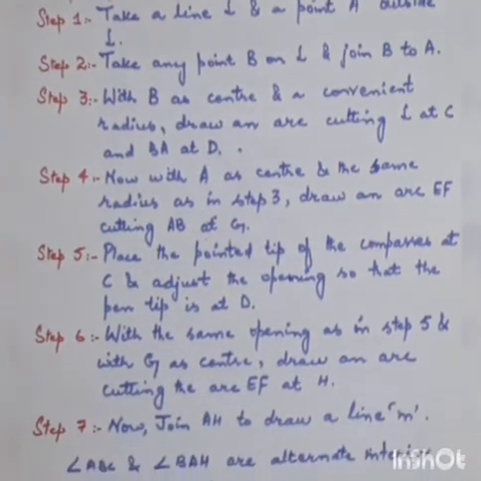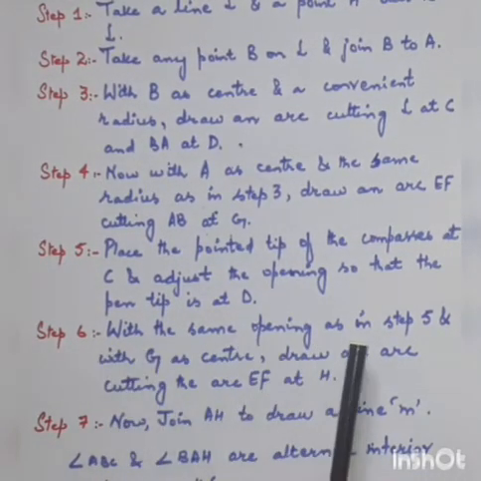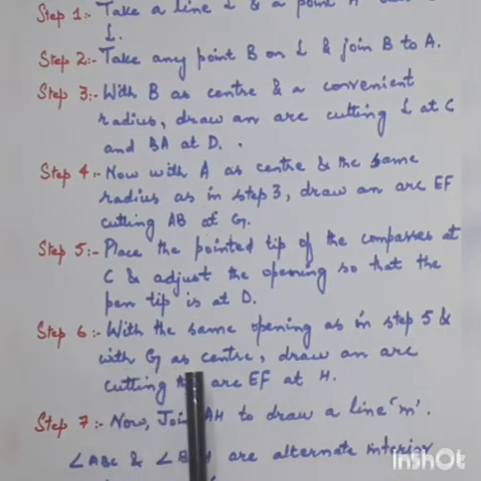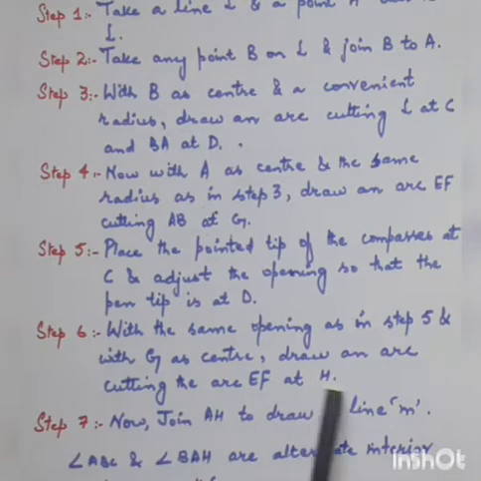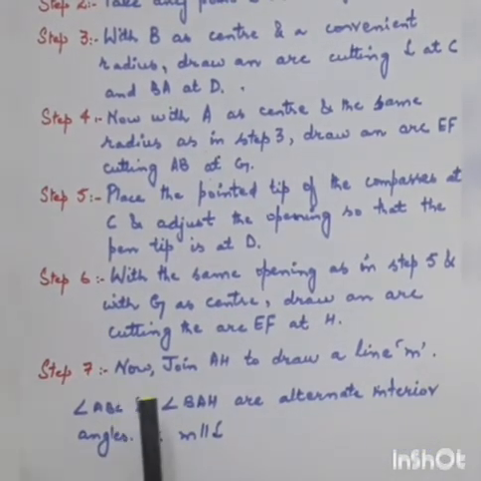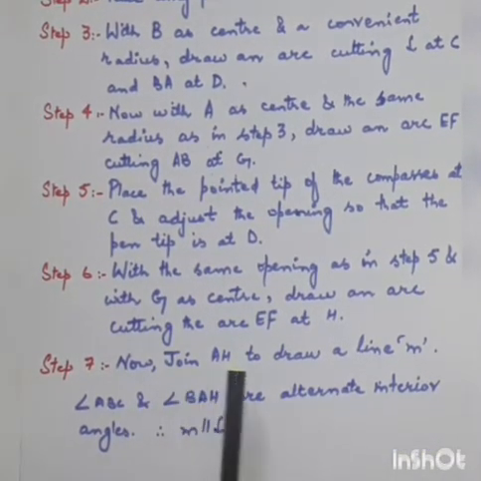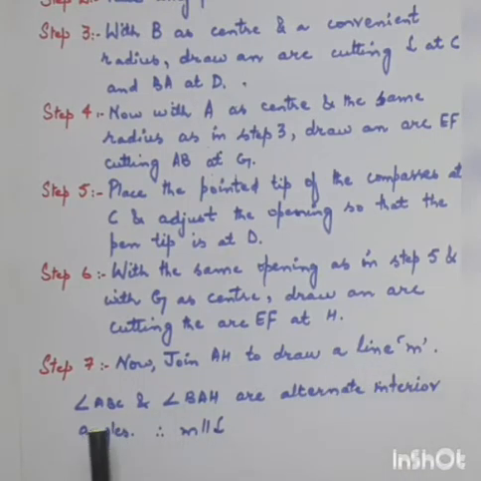Then step 6 is, with the same opening as in step 5 and with G as center, draw an arc cutting the arc EF at H. Then step 7 is, now join AH to draw a line M. Angle ABC and angle BAH are alternate interior angles, therefore M is parallel to L.